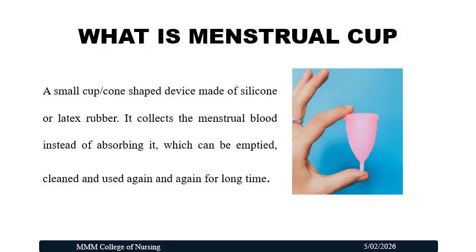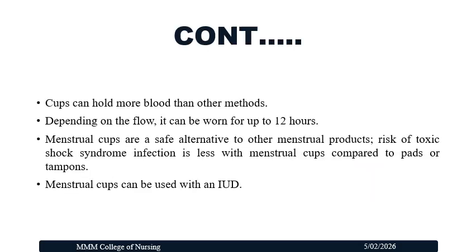What is a menstrual cup? A cup which is very small, cone shaped, made of silicone or latex rubber. It collects the menstrual blood instead of absorbing it, and it can be emptied, cleaned, and used again and again for a long time. Cups can hold more blood than other methods. So, depending on the flow, it can be worn for up to 12 hours.